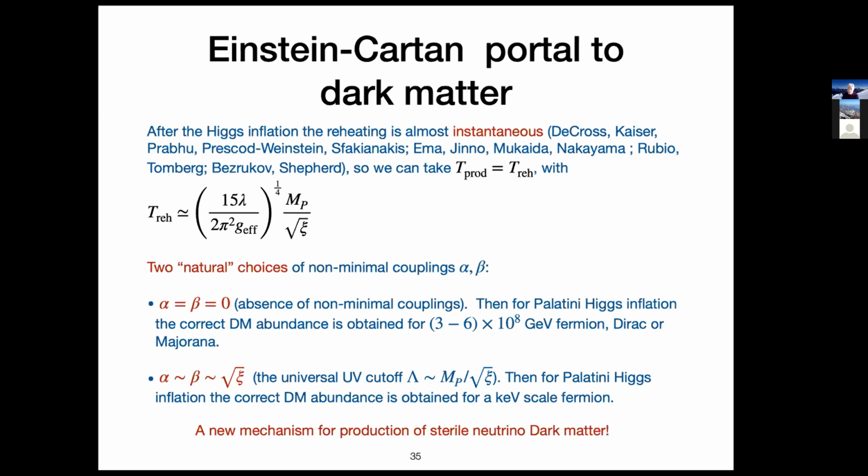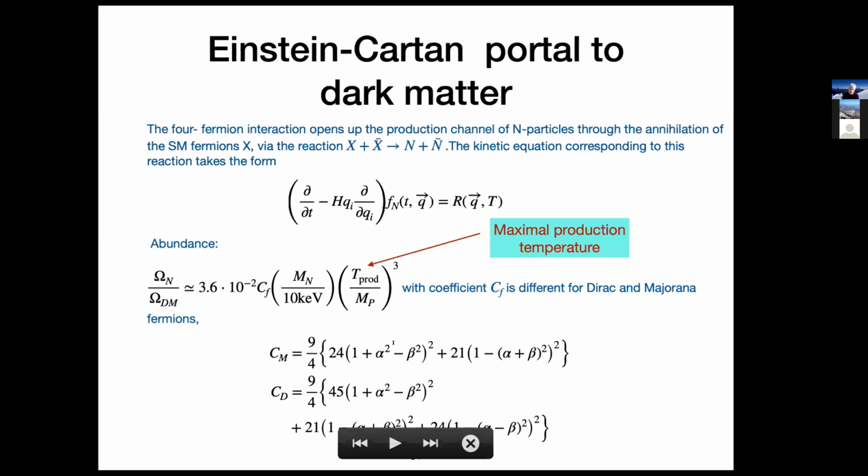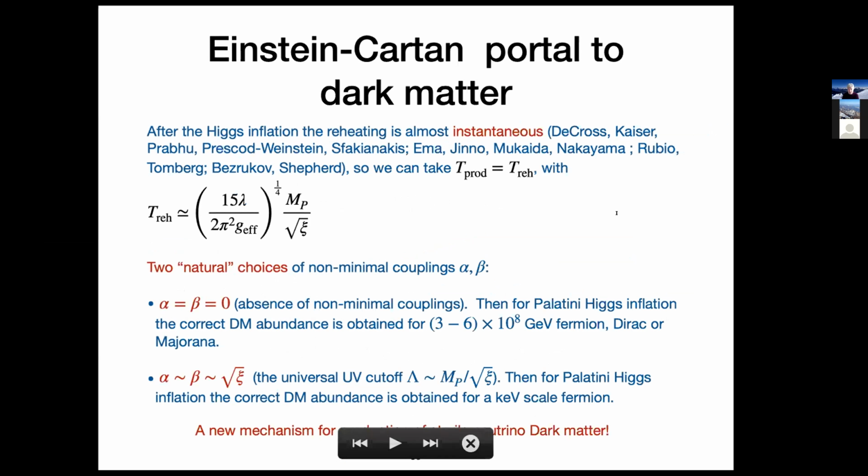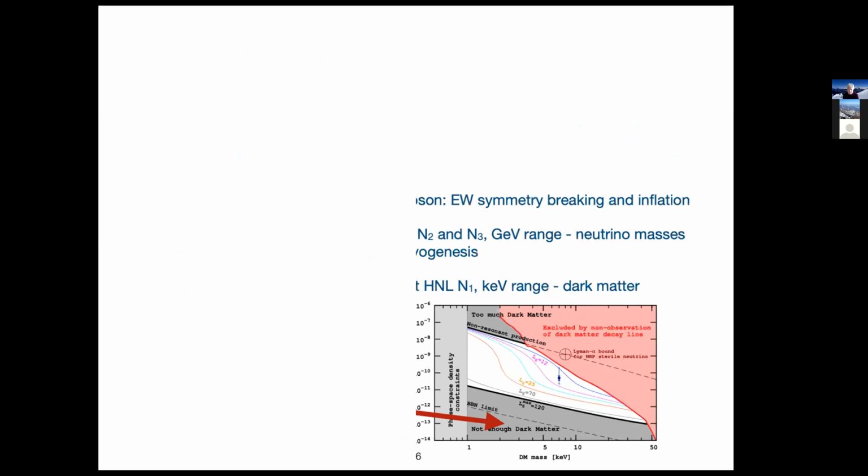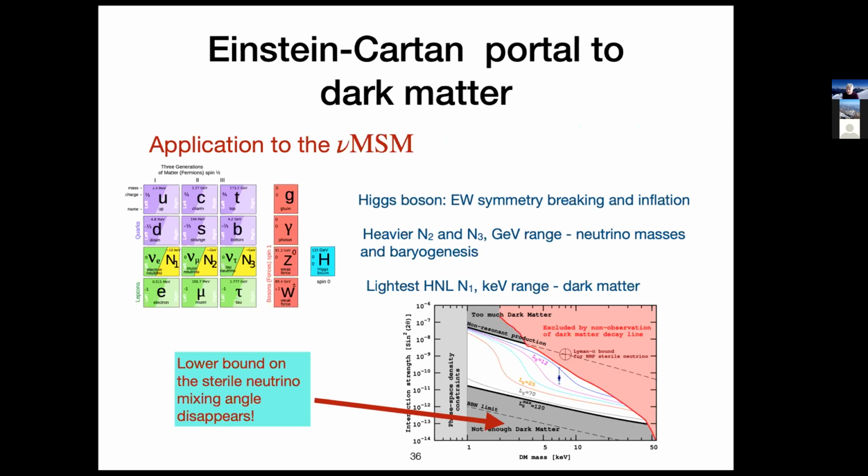There is yet another choice, which is also natural, in which the new parameters alpha and beta are chosen in such a way that the UV cutoff associated with this four-fermion interaction has the same order of magnitude as the cutoff in the scalar sector, which is M Planck over Xi. Then you find out that the correct dark matter abundance is obtained for a keV scale fermion. So the whole spectrum of masses from keV to 10 to the 8 GeV can be covered by this mechanism.